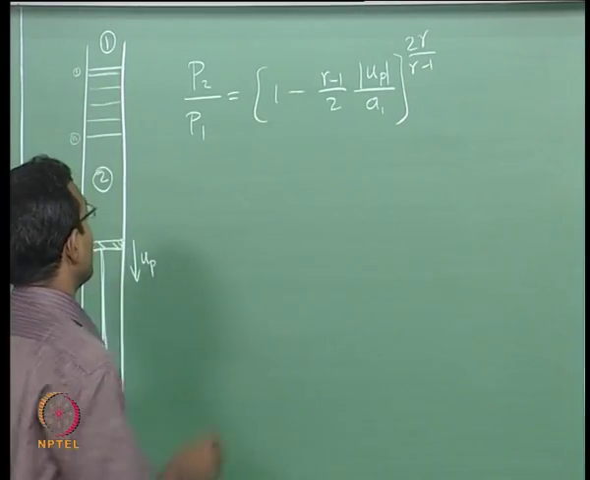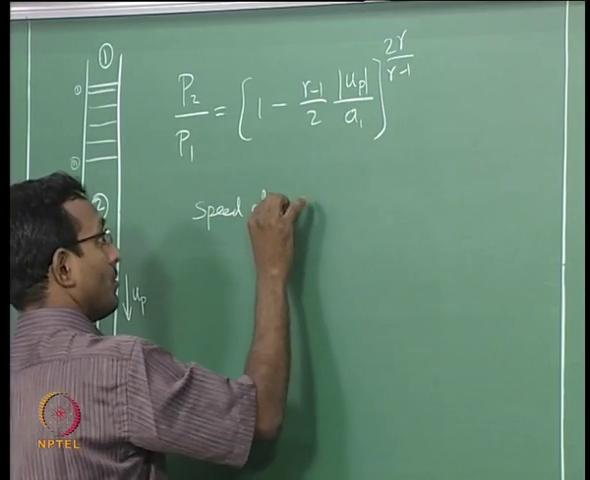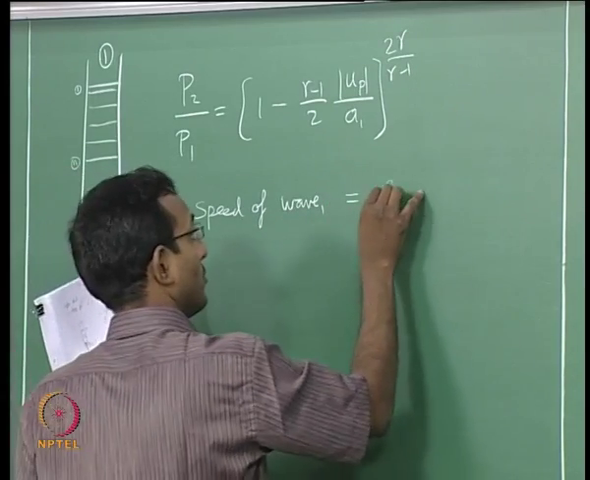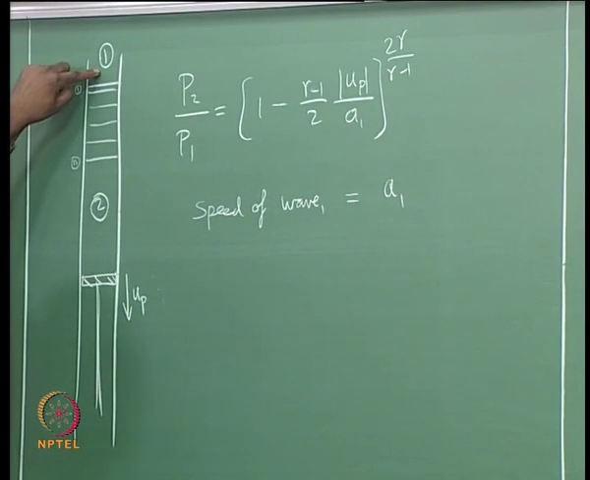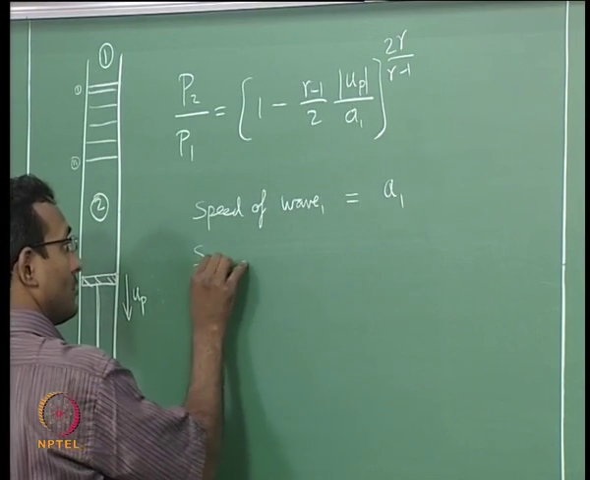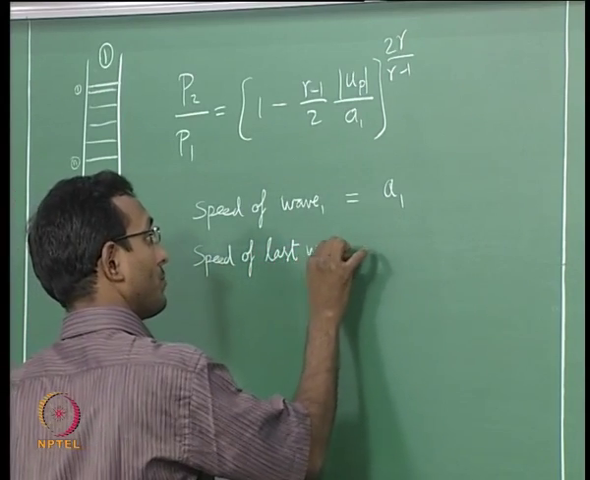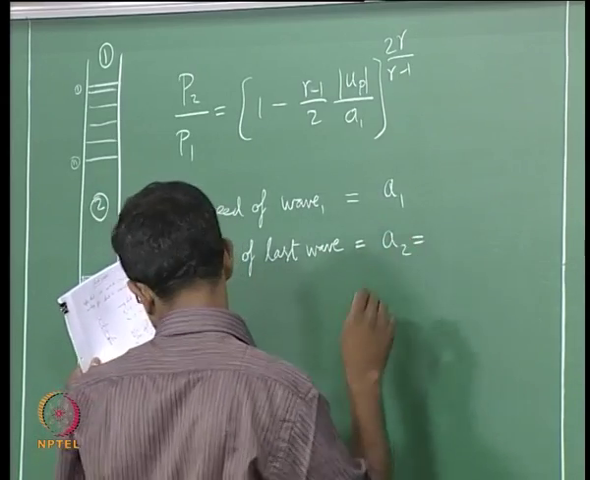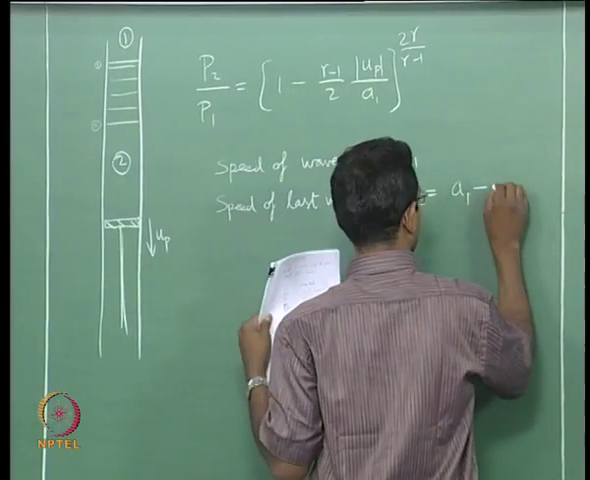Okay, I have this expression. I may need this, so I will give this also. The speed of wave 1, that is the very first wave, is going to be a1. It is going to move with the speed of sound of that free stream gas, the upstream gas. And the last wave: the speed of the last wave, we define as a2, and I can give an expression based on that analysis, which I am not doing in class.